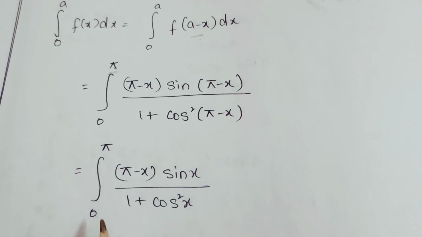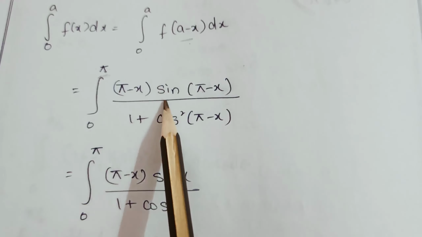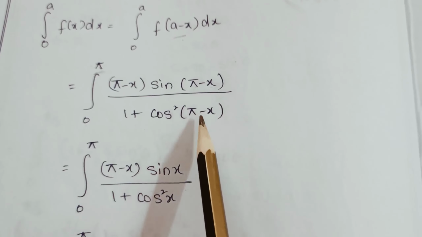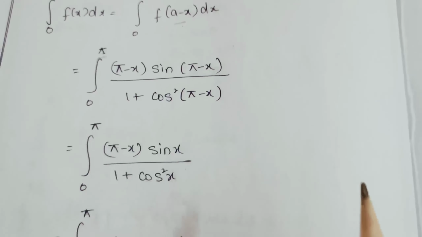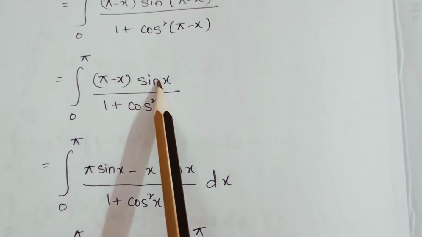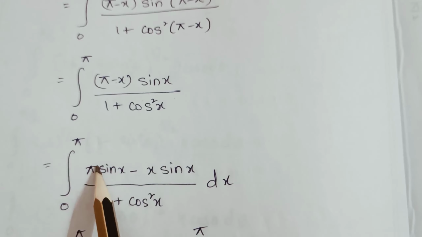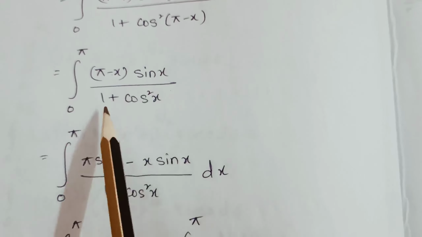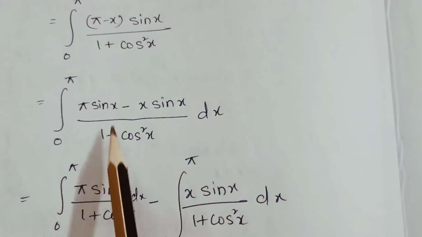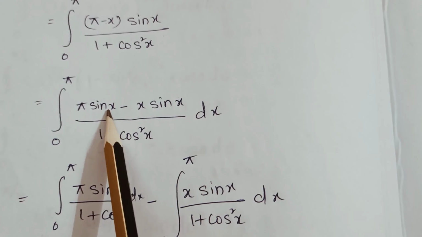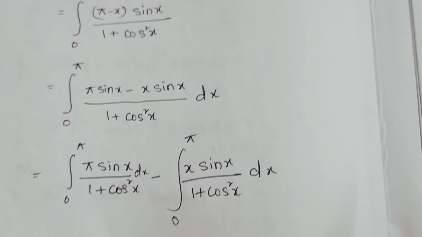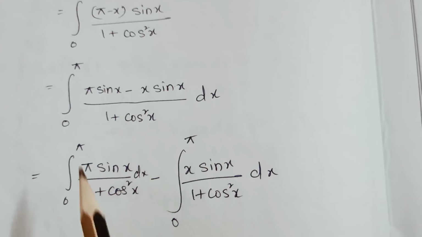Now integral from 0 to pi of (pi minus x) sin of (pi minus x), since sine of 180 minus theta is sine theta, upon 1 plus cos square of (pi minus x), since cos square of 180 minus theta is cos square theta. Now multiply this with sin x: pi sin x minus x sin x, upon 1 plus cos square x, same as it is. Now we give the denominator separately to both these terms, pi sin x upon this minus x sin x upon this, and give integration separately.